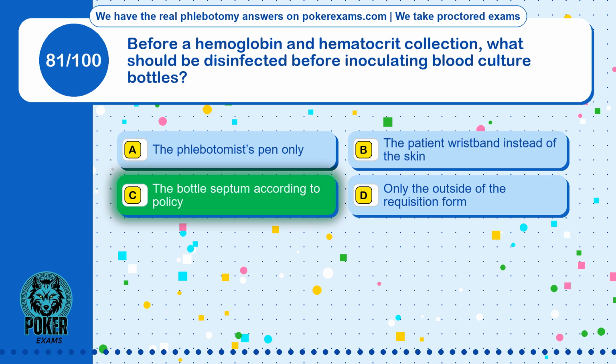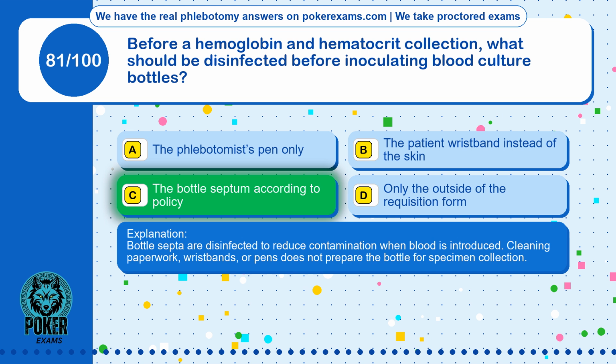The correct answer is option C. The bottle septum according to policy. Bottle septa are disinfected to reduce contamination when blood is introduced. Cleaning paperwork, wristbands, or pens does not prepare the bottle for specimen collection.